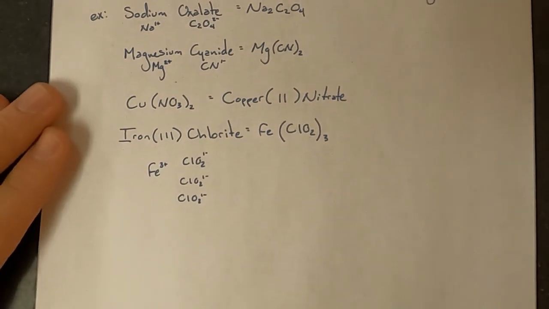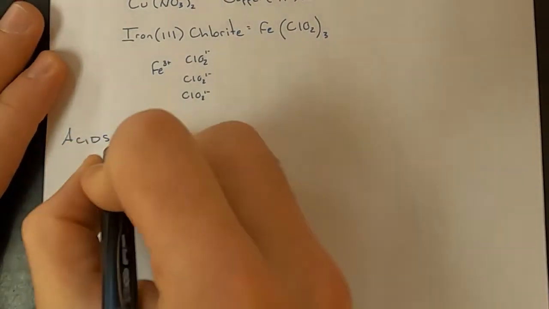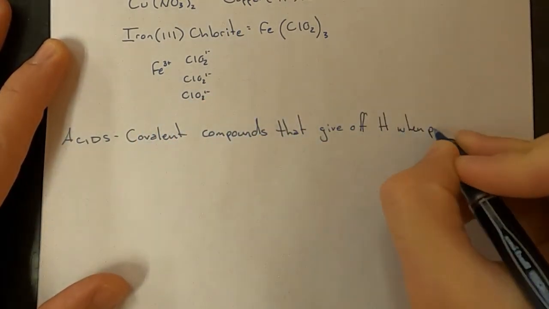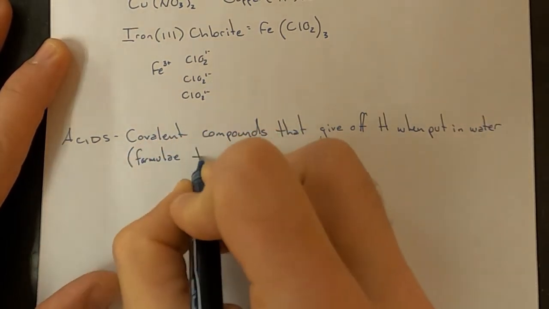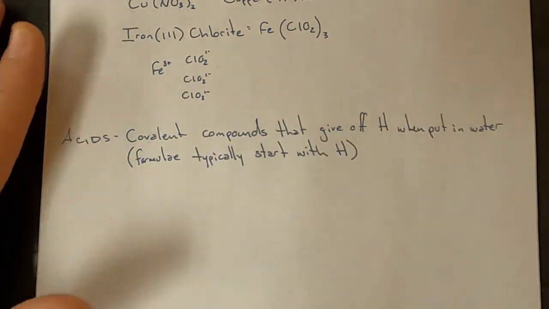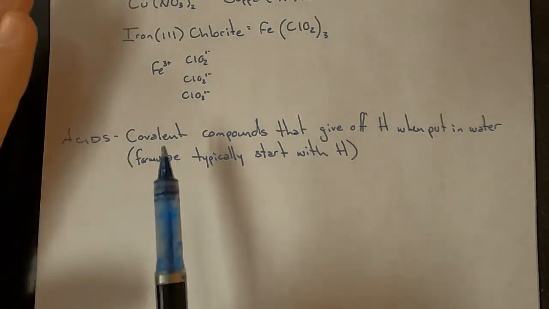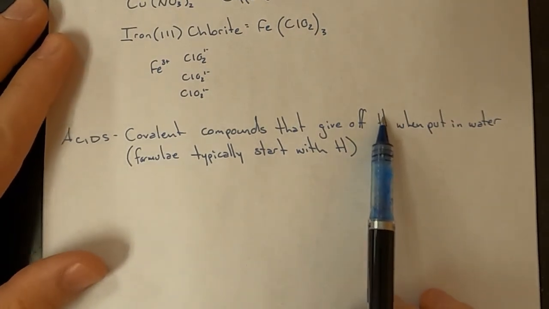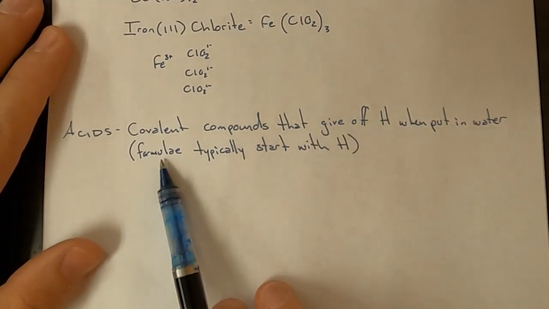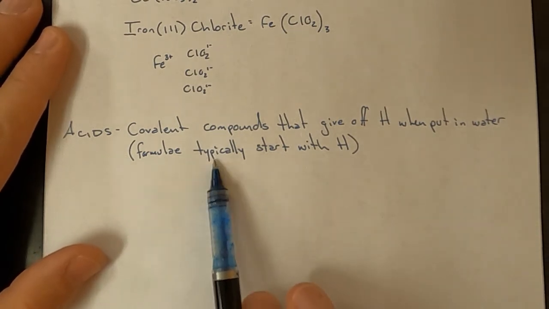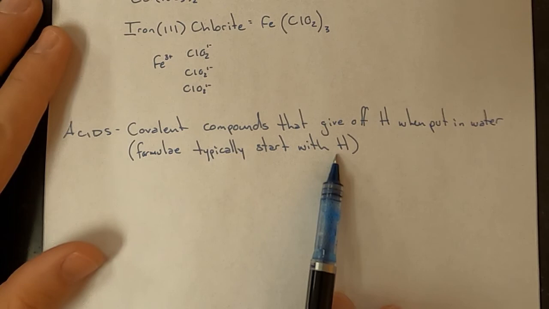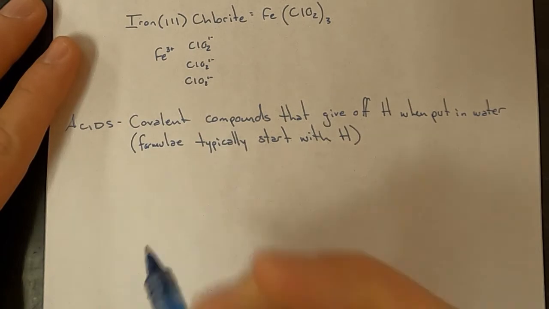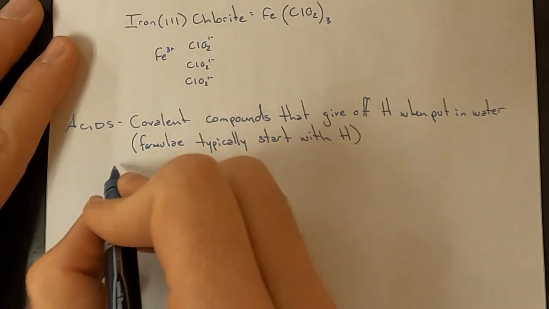Last, we'll look at how to name acids. Acids are a special type of covalent compound or molecule that when you put them into water, they release their hydrogens. If you're looking at a chemical formula, they typically start with hydrogen, and so you'll know if you have an acid if its formula starts with that. Acids have 2 ways of naming them, whether they are binary or ternary.